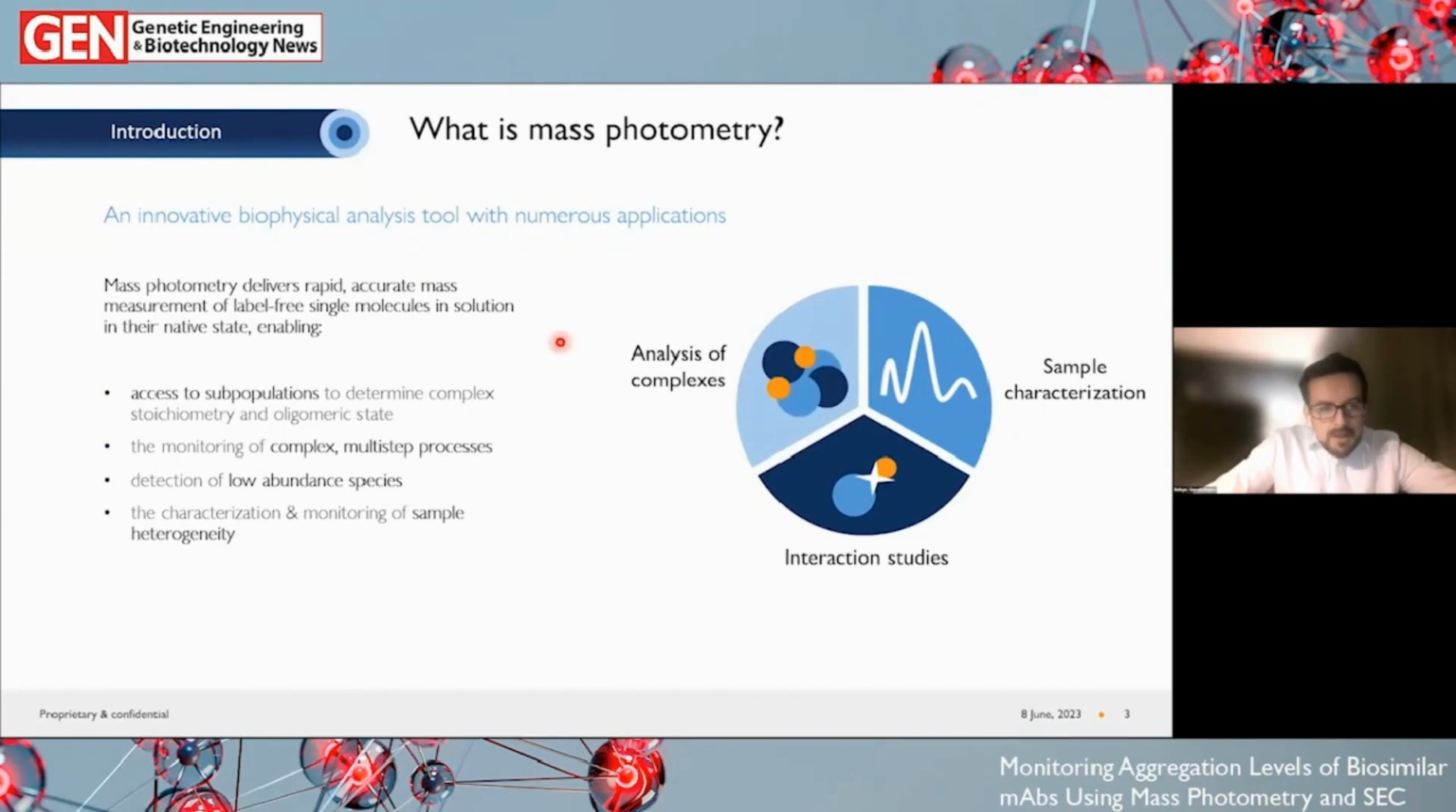It's particularly powerful at being able to monitor the formation of larger macromolecular complexes if they have a complex multi-step process of formation. It's also particularly good at detecting low abundance species. Because it's a single molecule technique, each individual molecule or particle within solution, even if it's in very low abundance, you can still detect it. So the technique has a very broad dynamic range. And it's particularly powerful for characterizing and monitoring sample heterogeneity. And that's one of the things that we'll be touching upon later in the presentation with regards to antibody aggregates and other size variants.